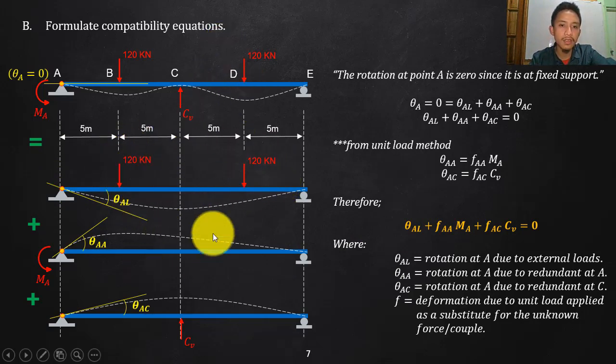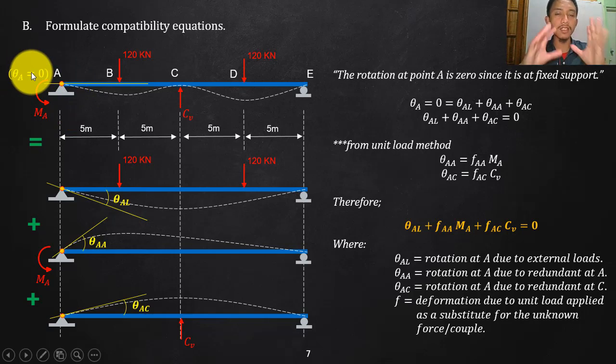Now, since that is the rotation because of the external load, if I apply back the redundants, then that should put it back into zero rotation. Because that is the actual scenario on your fixed end, isn't it? There should be no rotation.